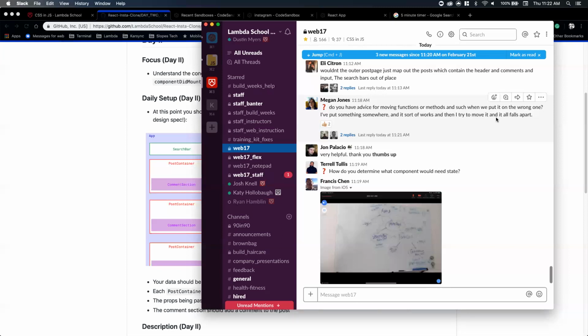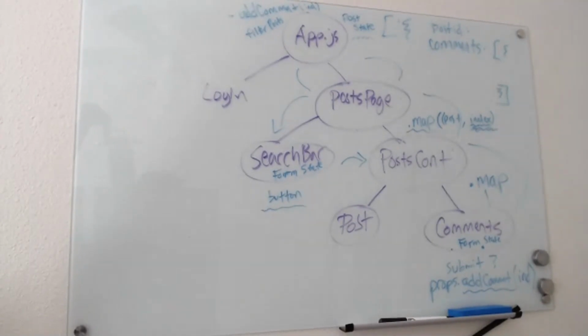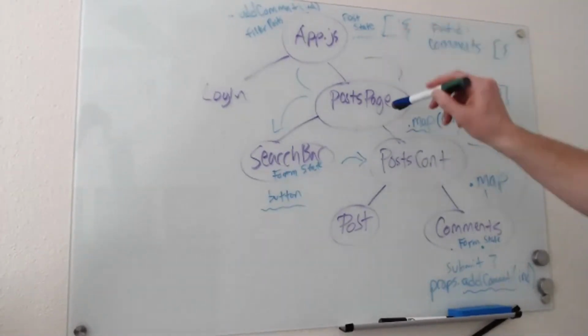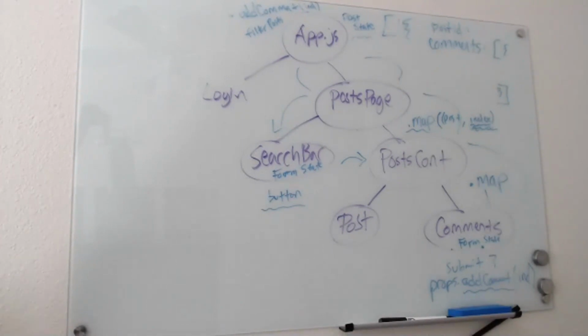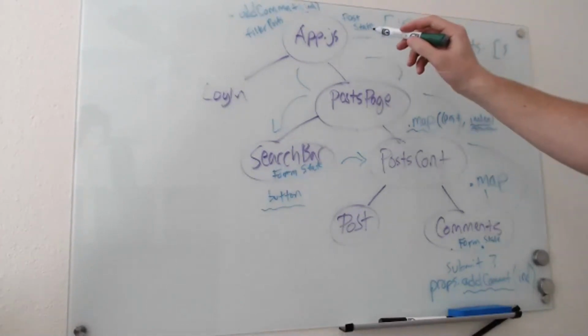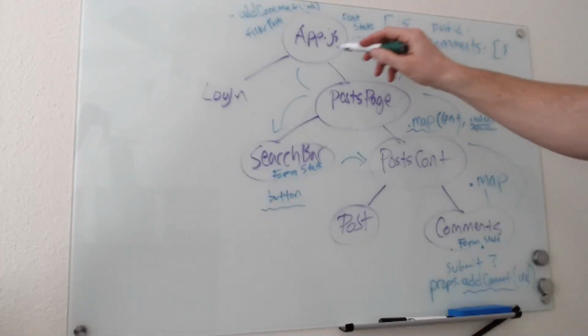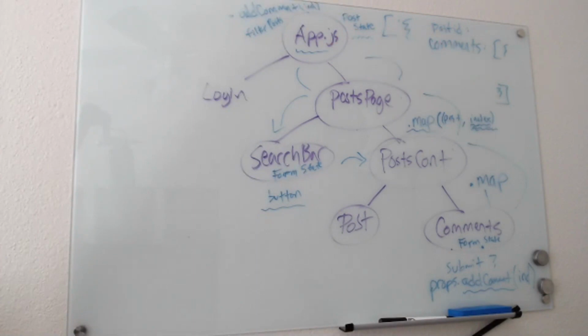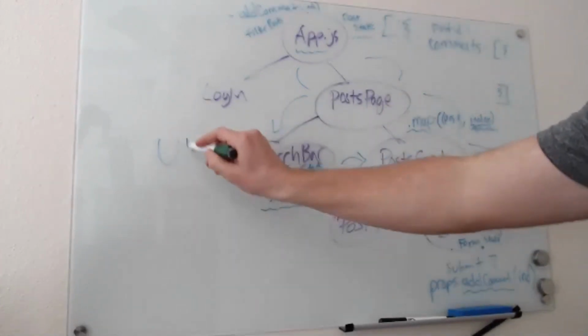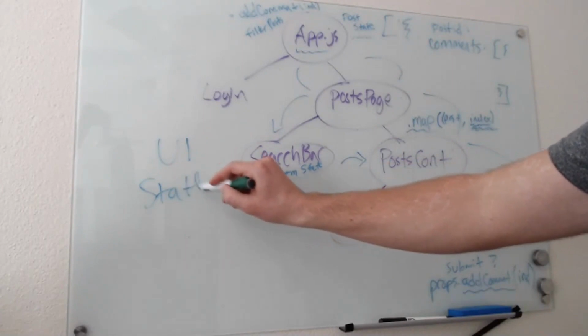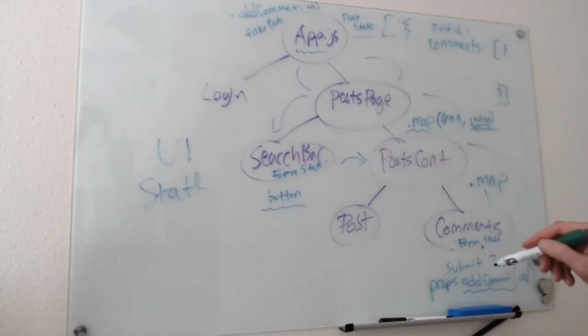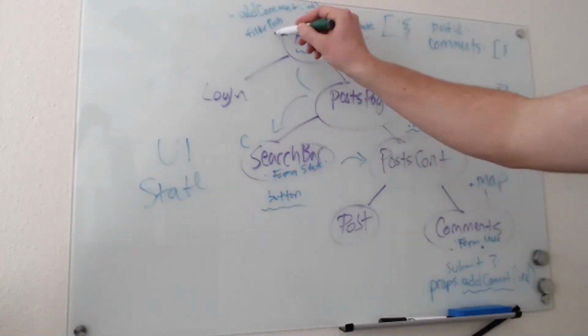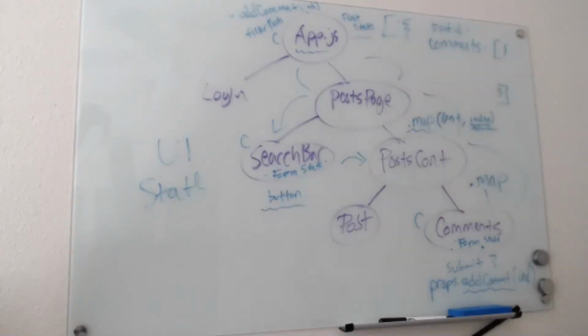Terrell asked, how do you determine what component would need state? Yeah, so let's look at this again real quick. I think if you can draw out your components like this, it makes it really easy. For now, most of our state is just going to live in app.js. If you have any kind of UI state, like a form, find which component is going to have that form. That is going to hold state. So this is a class component, this is a class component, and this is a class component. Everything else are functional components.